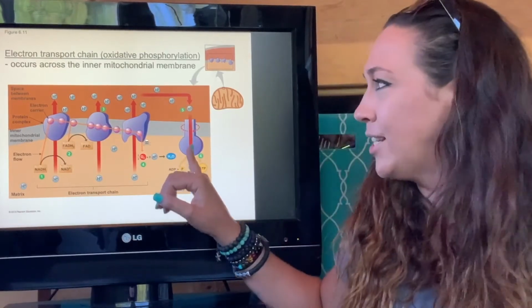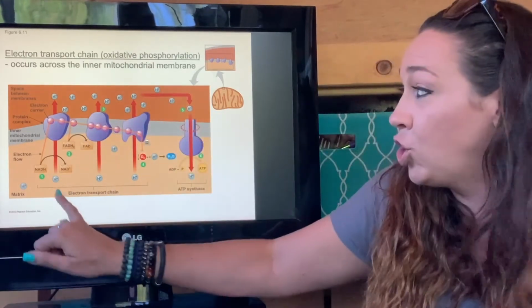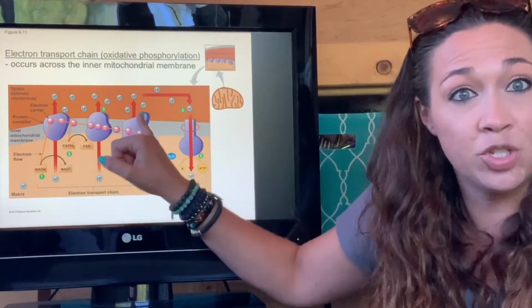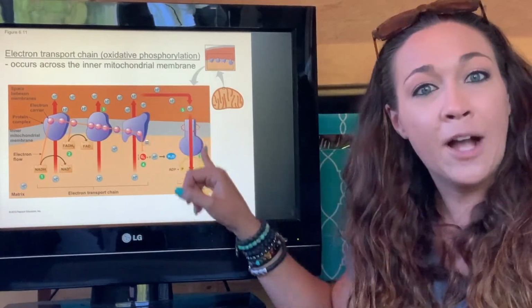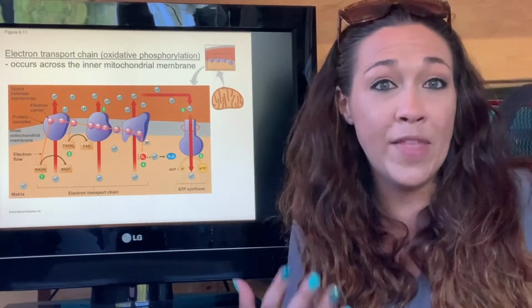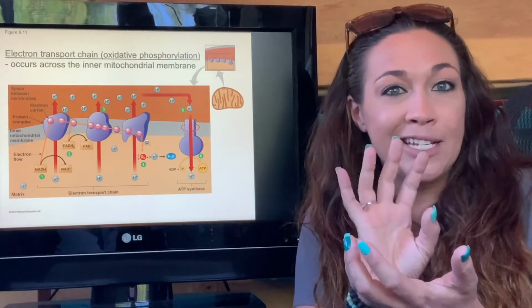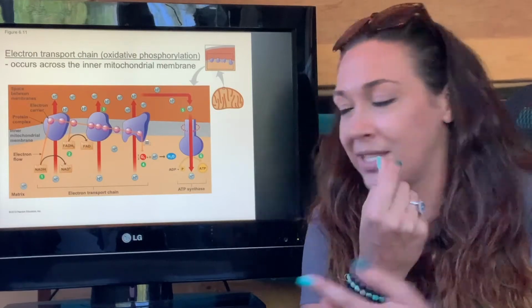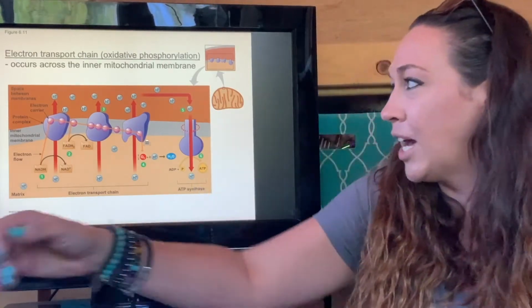Okay, so what this guy does is he allows all of these hydrogen molecules that have been shoved the wrong way via these channel proteins to come back through. When they come back through, they kind of force their way back through, they turn this ATP synthase. For every turn of the ATP synthase, you create ATP. Okay, so that's what it does.